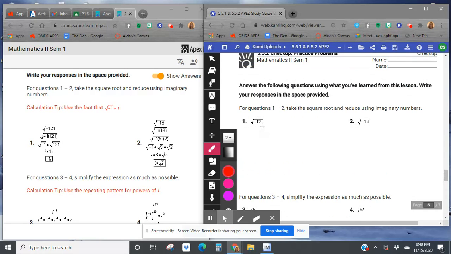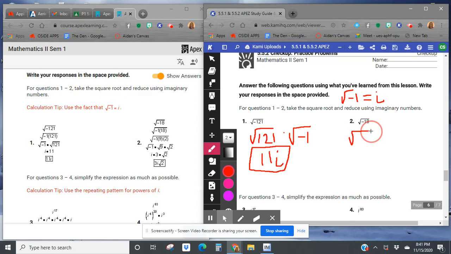All right, when we get the square root of a negative, we're now going to break this up into the square root of 121, or positive 121, and we're going to break out the square root of negative 1, which we now know by definition is equal to i, the imaginary letter i. So the square root of 121 is 11, and the square root of negative 1 is i, so my answer here is just going to be 11i, the imaginary number.